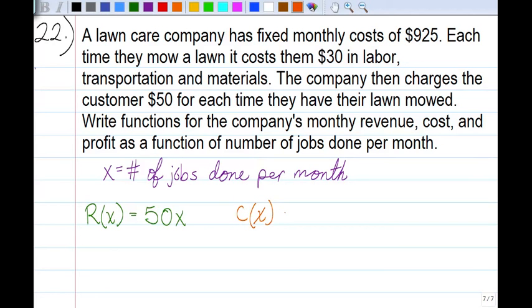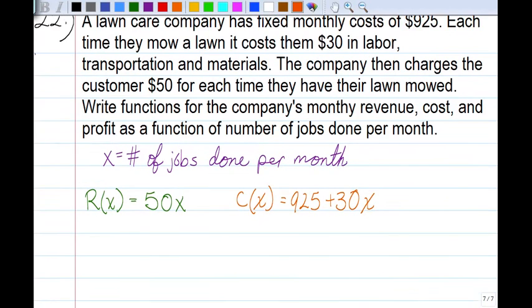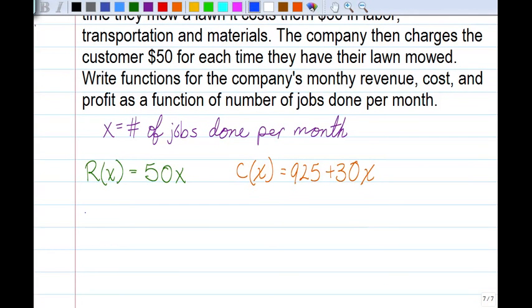All right, so they've got that $925 fixed cost. So, you know, who knows, that maybe covers advertising or insurance or whatever. So 925, okay, so they have to pay that whether they mow any lawns or not. Plus the $30 that it actually costs them to mow each individual lawn, so plus 30x. All right, and now your profit is always going to be equal to your revenue minus your cost. So how much you took in minus how much you spent.